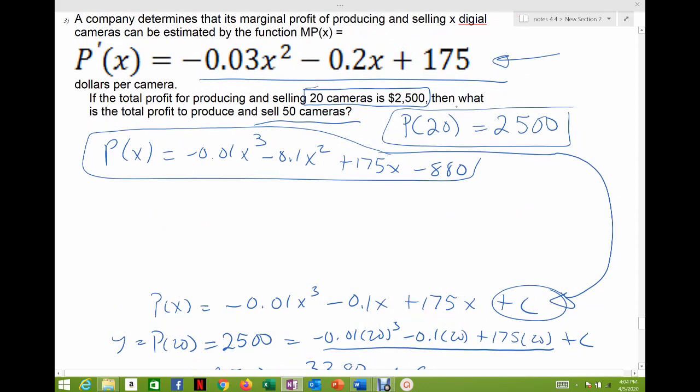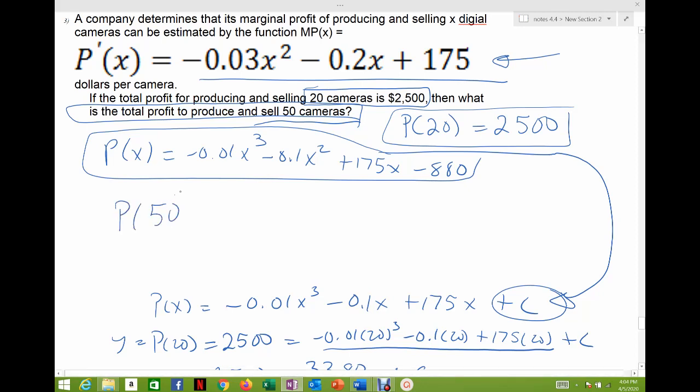And when I plug 20 in, I should get out 2,500. So this is the unique function that makes both those two things true. It has this derivative and it has this initial value. That's the profit equation that I want and that I'm going to use to figure out how much they will get in profit if they can raise sales from 20 to 50 cameras.